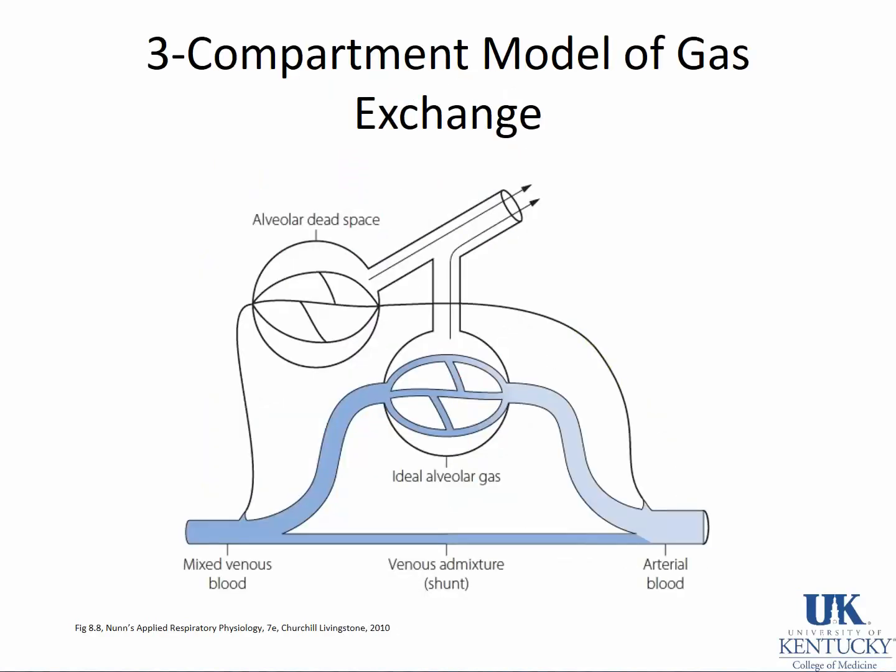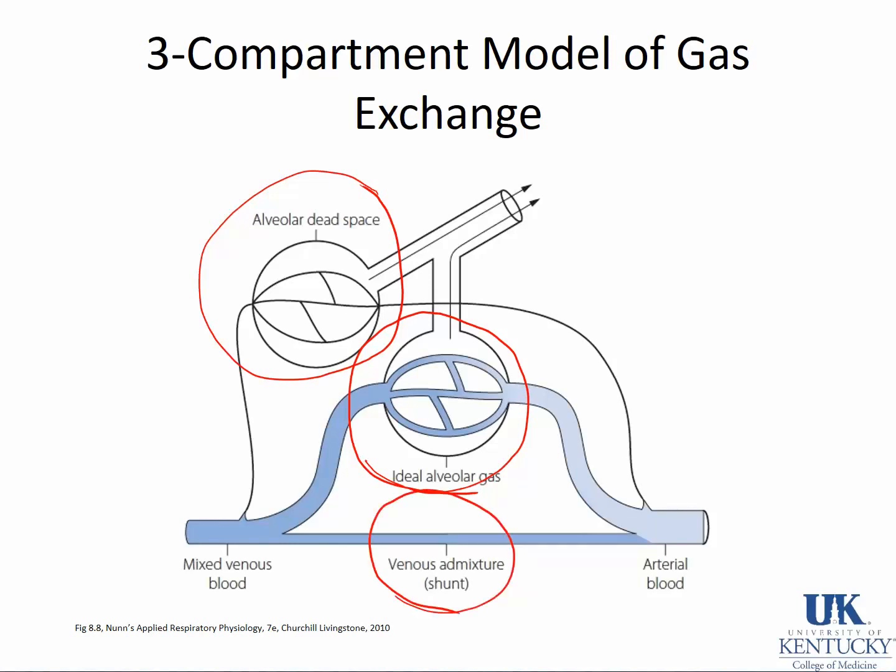Again, this looks at the 3-compartment model of gas exchange, essentially saying that all lung units fall either into the area of alveolar dead space, ideal ventilation perfusion matching, or shunt, true shunt, absolute shunt, in which case the lung unit is perfused but not ventilated.